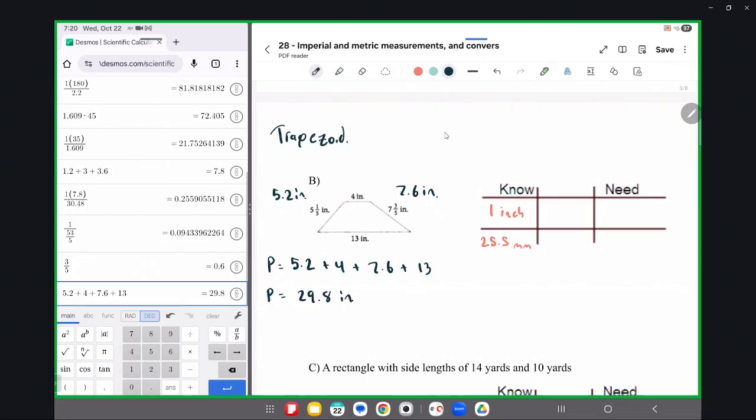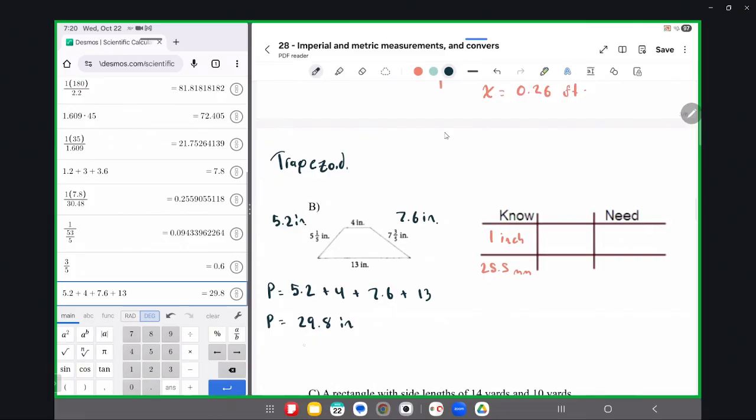And so now we need to convert. So we were given this as an imperial measurement. So we need a metric measurement now. So luckily we have the millimeters will suffice. So we know that 1 inch is 25.5 millimeters. So we need to know how many millimeters is 29.9 inches. And the answer is a lot more. So let's have a look.